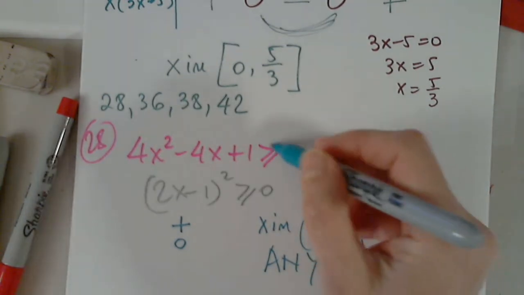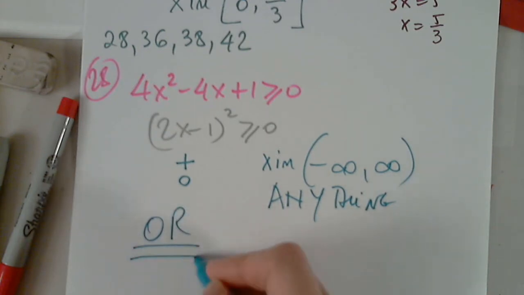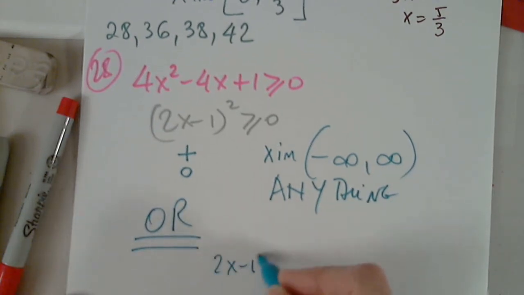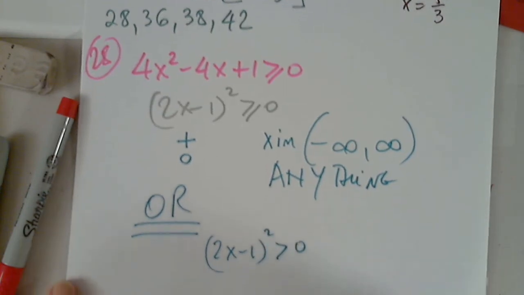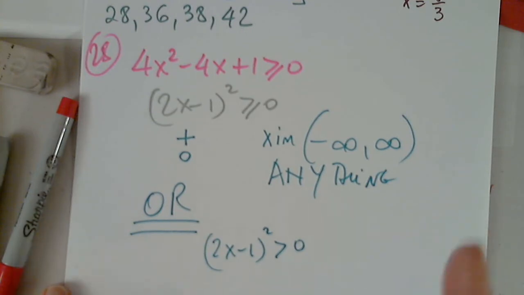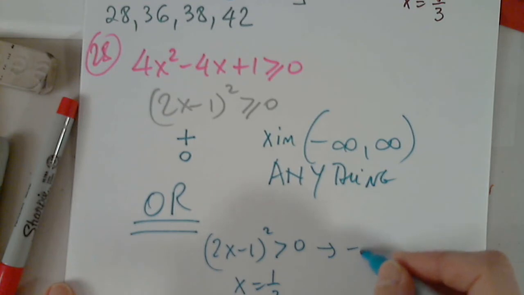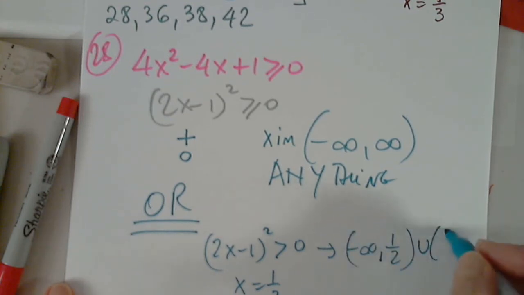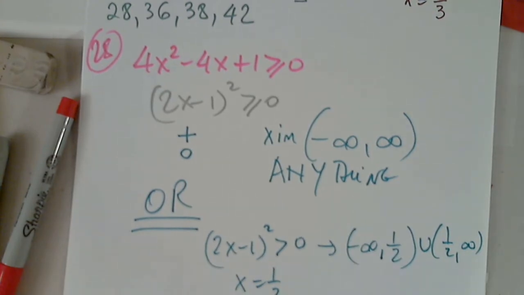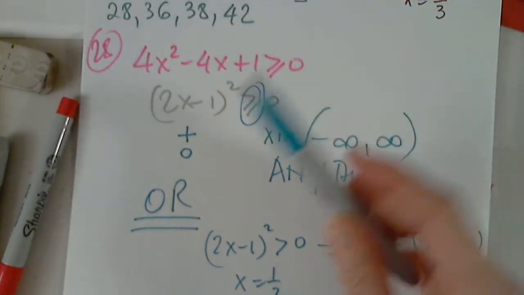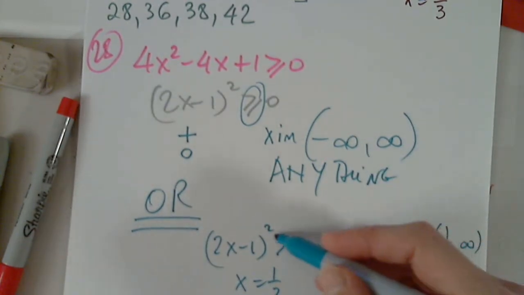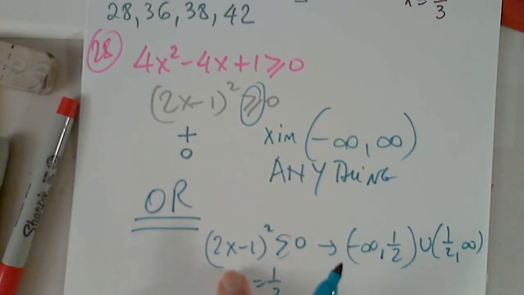If I change this, or a different example, if I have 2x minus 1 squared greater than 0, I cannot consider everything. There is one number for which this will not be greater than 0 because it will be 0, which is x equals 1/2. So the solution for this will be negative infinity to 1/2 union 1/2 to infinity. So I have to be very careful. This says any positive or 0, then I don't have to worry. But this one says strictly positive, which means it cannot be 0. But 2x minus 1 is 0 when x is 1/2. So x equals 1/2 has to be excluded.